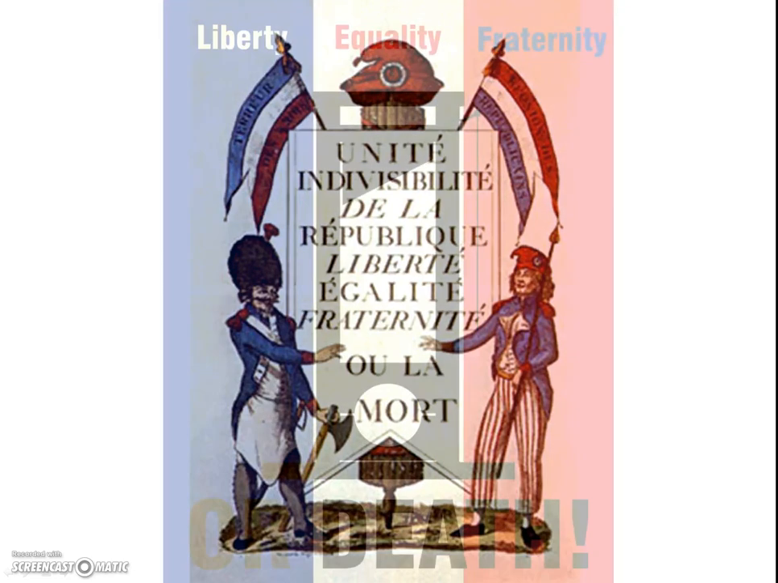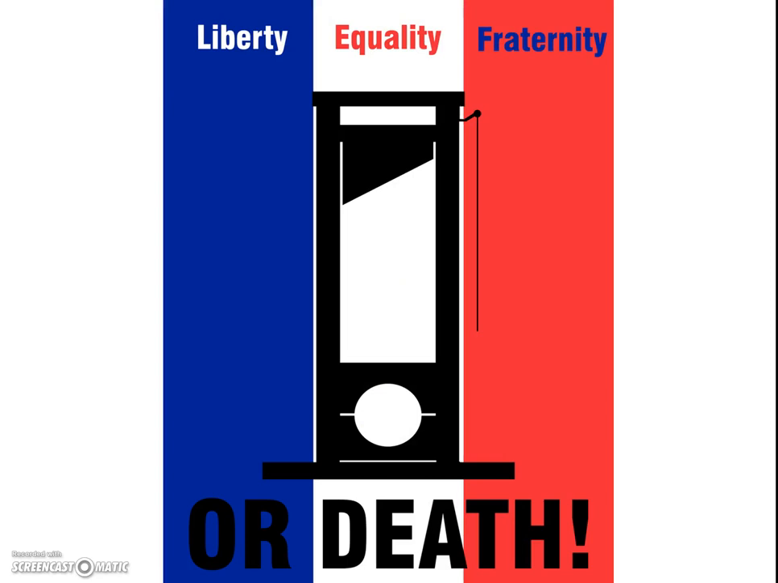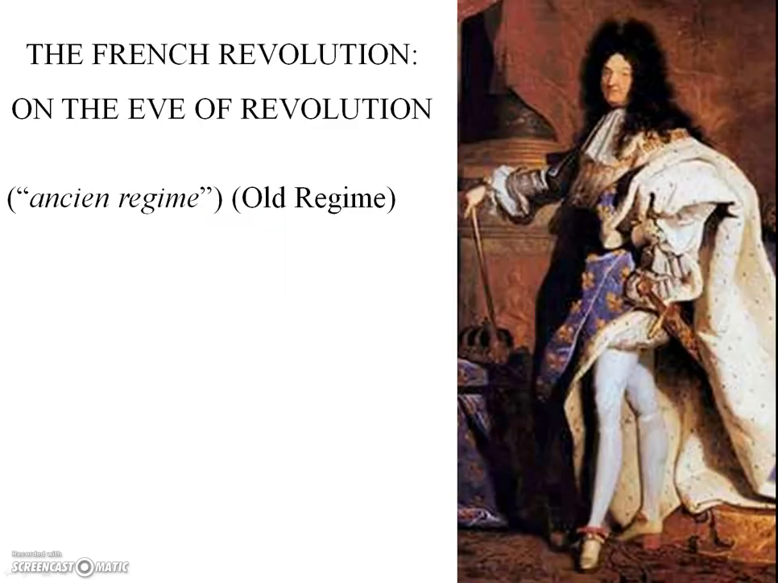What you need to take a look at, though, on this poster are the three final words, ou la mort. Because what will happen in the French Revolution is that the alternative to the liberty, equality, and fraternity they sought was death. And you're going to see how the best of intentions ends up taking them down a much darker road. And we're going to start at the beginning, on the eve of revolution.